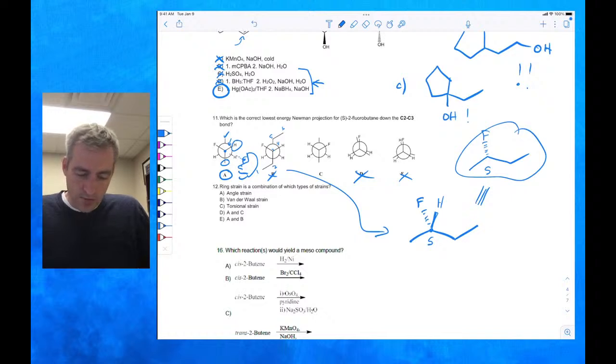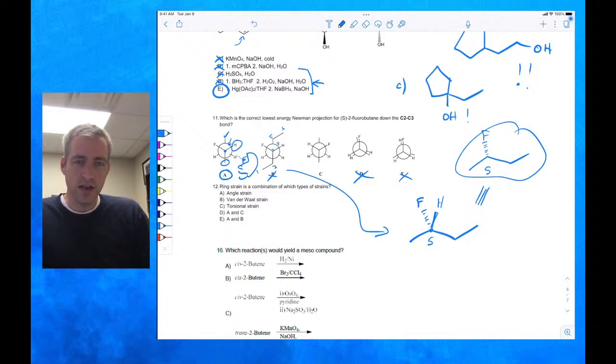Next part, question 12. Ring strain is a combination of which type of strains? So definitely angle strain is involved in ring strain. What else do we got? Torsional. It's kind of a weird question because it's telling you right away it's a combination of types of strain, and then it gives you three answers that aren't combinations at all. Ring strain, from my perspective, is another way of saying angle strain. I guess technically in rings, this is going to come down to semantics, I know. For this year, if you get a question like this, ring strain is the same thing as angle strain.